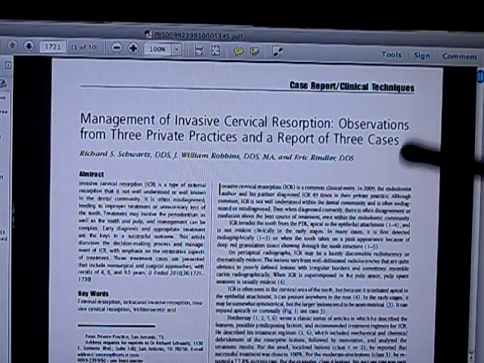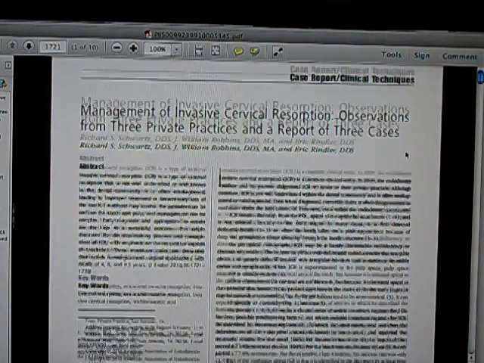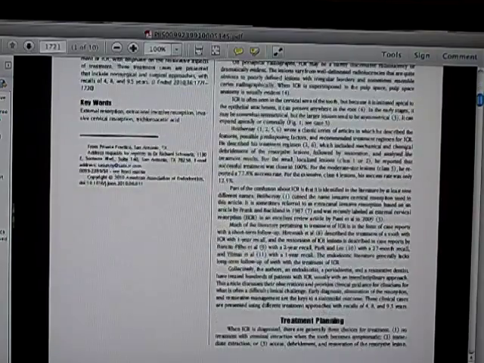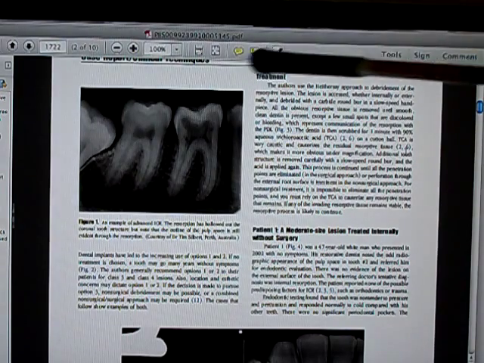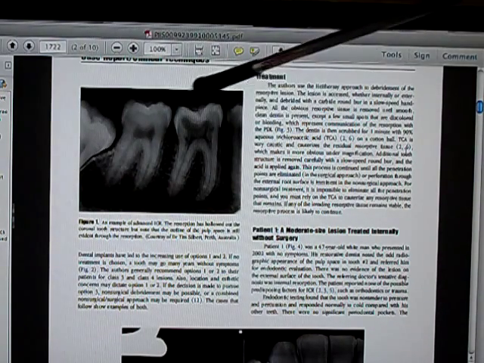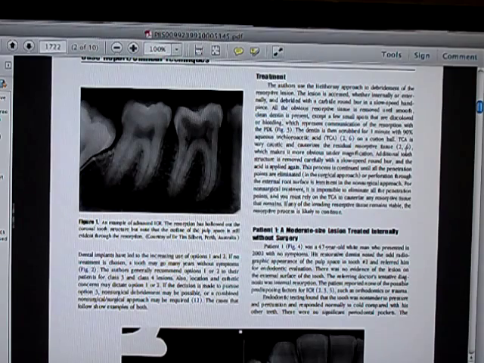So this article has some really cool cases. They're calling it invasive cervical resorption. So what is that? That's external, invading the tooth from outside in the attachment. I'll go through these pretty quick. That's a beauty, huh? That's a massive, massive advanced lesion.